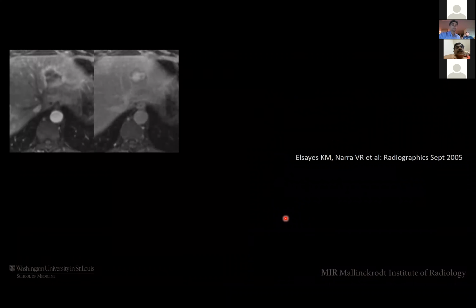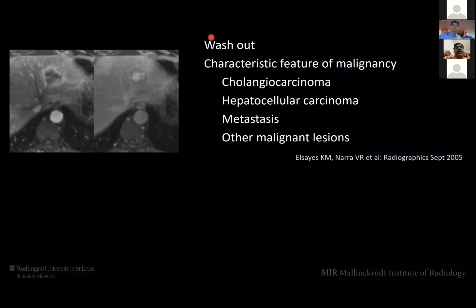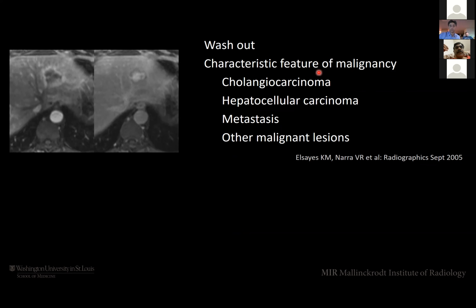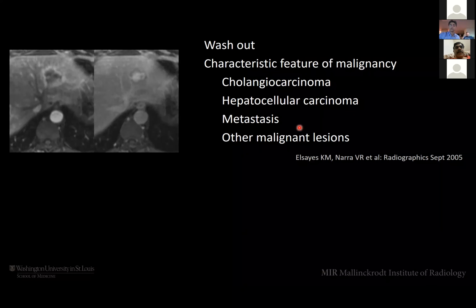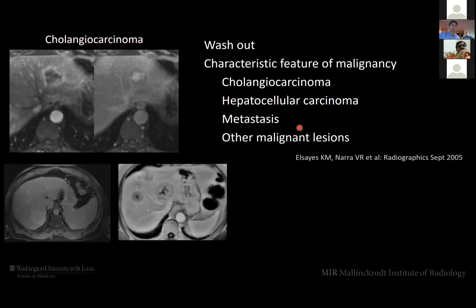Okay. So washout is a very, very characteristic feature for malignancy. It doesn't tell you what malignancy it is. It could be a cholangio, it could be a hepatocellular carcinoma, it could be a metastasis, or any other malignant lesions like a neuroendocrine tumor, other malignant lesions that we come across. So just be mindful of seeing washout as a sign of malignancy. Here are a few other examples. We are seeing here a classic adenocarcinoma metastasis. It doesn't tell you what kind of adenocarcinoma, but the pattern of this enhancement is very typical for adenocarcinoma.